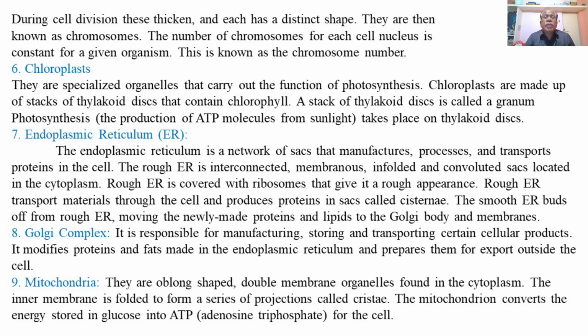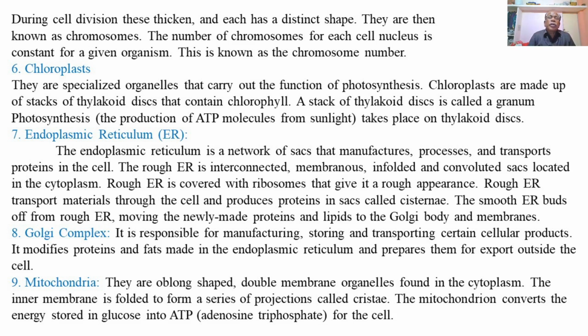Rough endoplasmic reticulum is covered with the ribosomes that give it a rough appearance or rough surface, and hence is called rough endoplasmic reticulum. Rough endoplasmic reticulum synthesizes the proteins and then transports these materials through the cell or through the smooth endoplasmic reticulum, and produces the proteins in the sacs called cisternae.